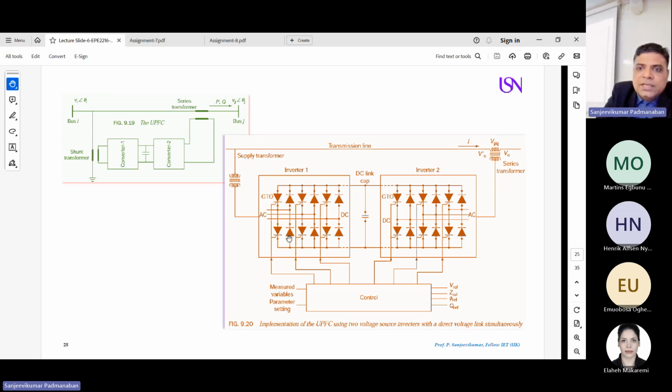And we are going to have something like this. This has already started in real time with ABB and other big companies. They have already started implementing UPFC, the unified power flow controller. You have two converters. If you look at this, this is the transmission line.